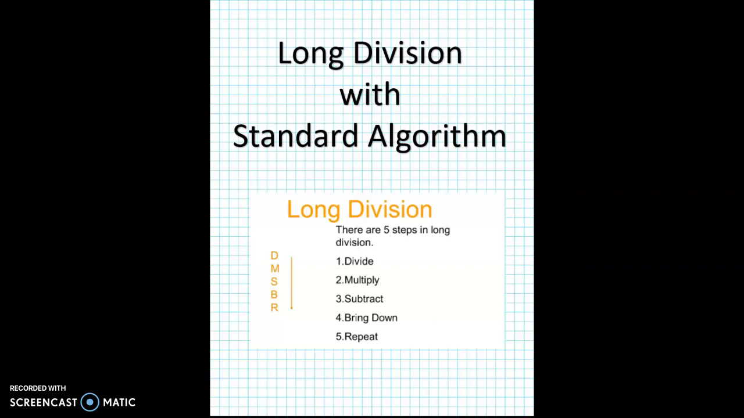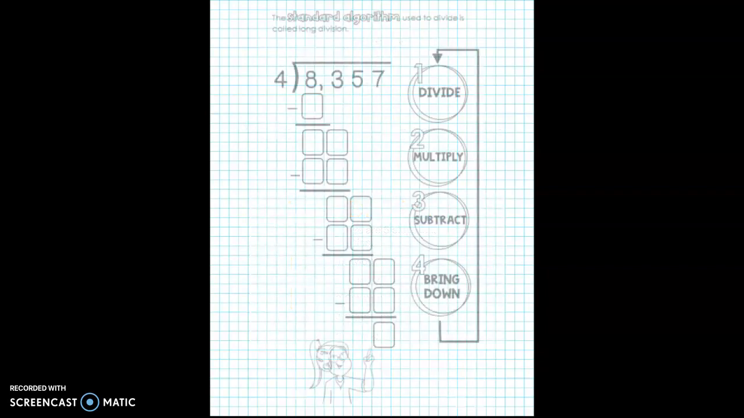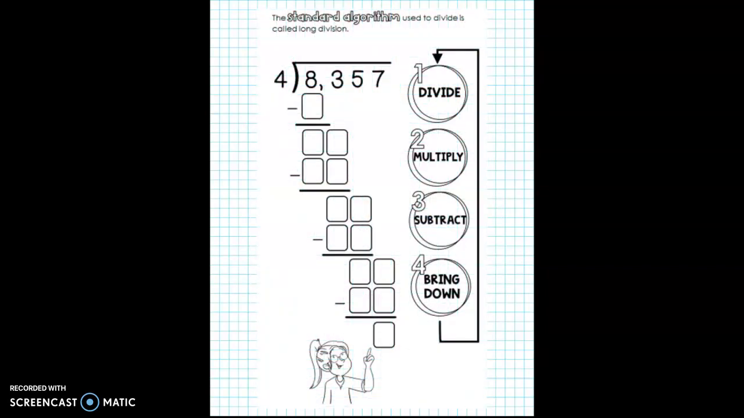Long division with the standard algorithm. There are 5 main steps in long division: divide, multiply, subtract, bring down, and repeat the steps. With the standard algorithm you can use to divide, we call this long division.